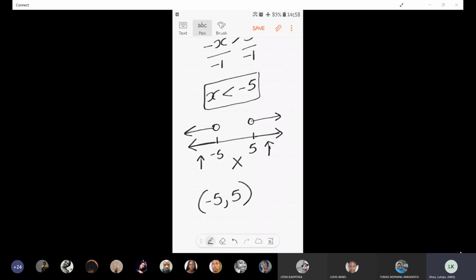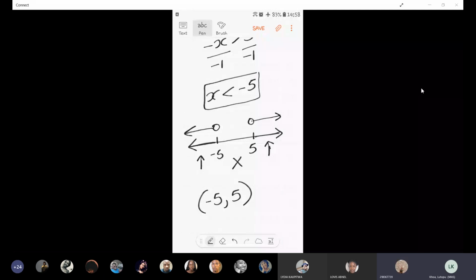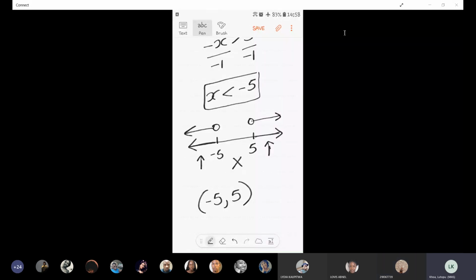Okay, do we have any questions before we go about the test? Is there anything that is not clear? Miss, do we need graph paper for the test? If you will have to draw graphs, then yes, you will need graph paper. But if you don't have graphs, then block paper is fine.